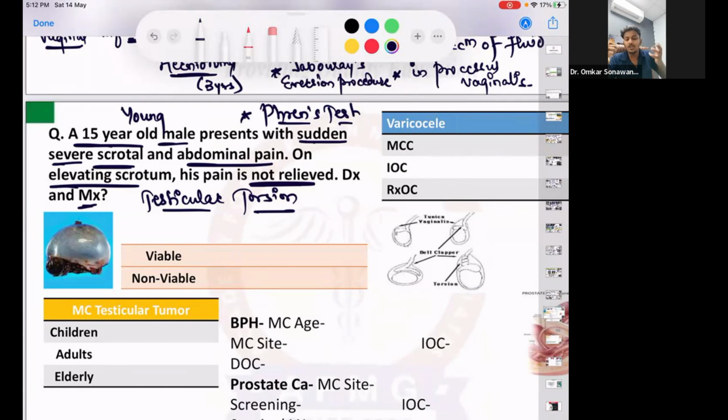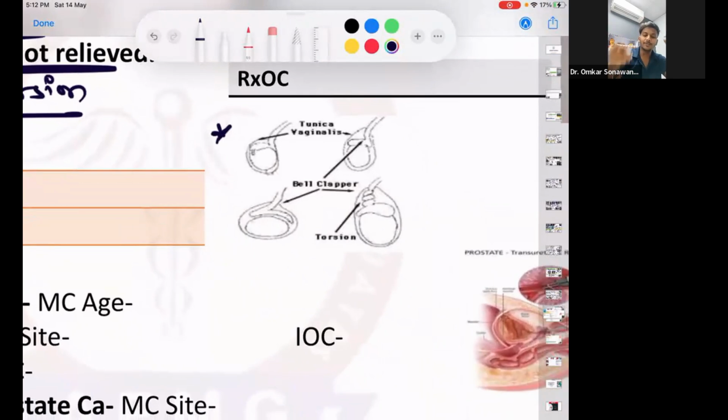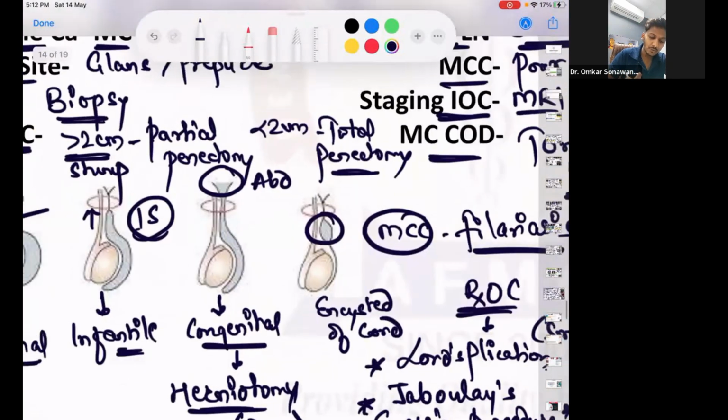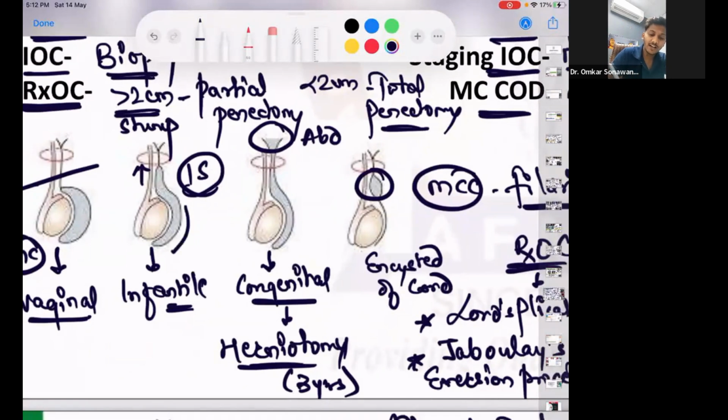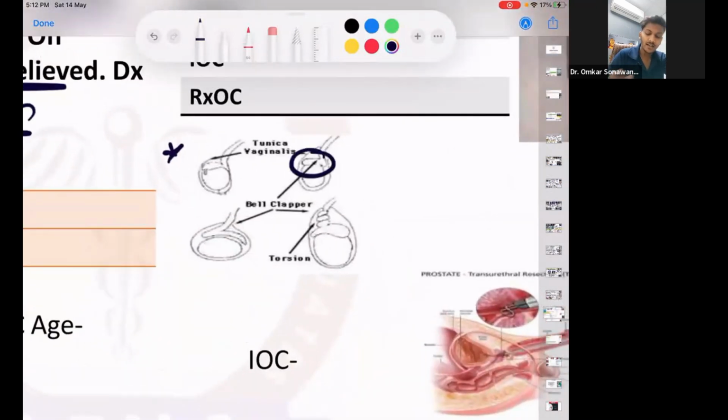So please remember testicular torsion is usually due to a deformity in the patient. There is high investment of the tunica vaginalis. As we saw here, the tunica vaginalis is covering the testis properly till the bottom. But if the tunica vaginalis did not cover the testis till the bottom, it is only a highly investing tunica vaginalis, then the testis would be like a clapper in the bell. This is called the bell clapper deformity. In bell clapper deformity, there are high chances of testicular torsion.